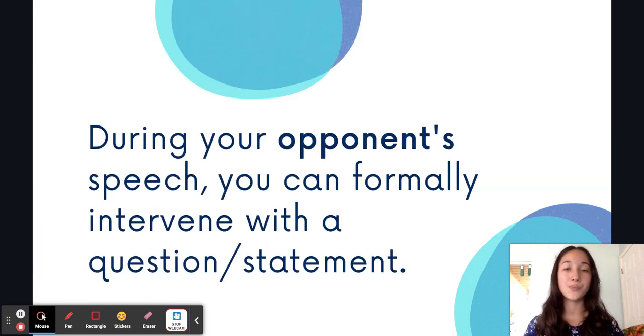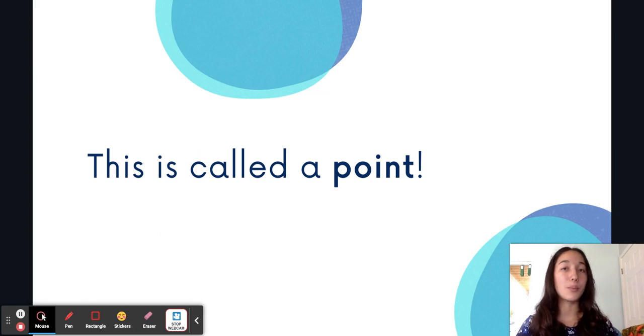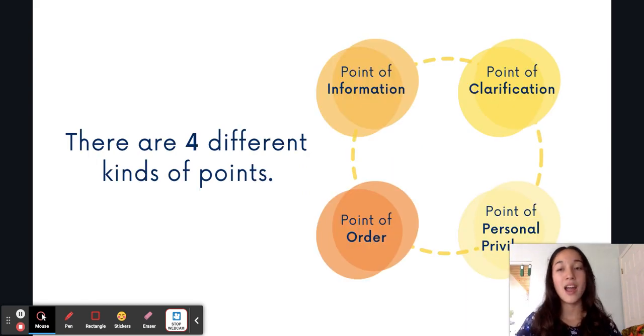During your opponent's speech, you can formally intervene with a question or statement, and doing so is called raising a point. Now, there are 4 different kinds of points. You can raise a point of information, a point of clarification, a point of personal privilege, or a point of order.